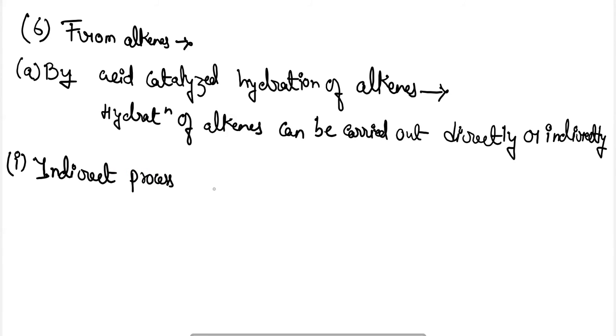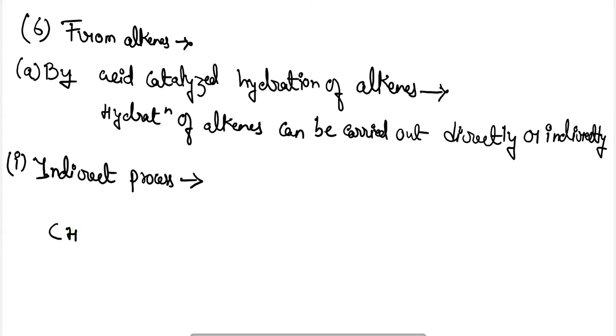In the indirect process, alkenes are passed through concentrated H2SO4 to form alkyl hydrogen sulfates, which upon hydrolysis with boiling water give alcohol.